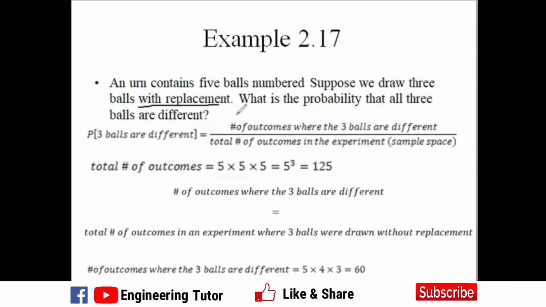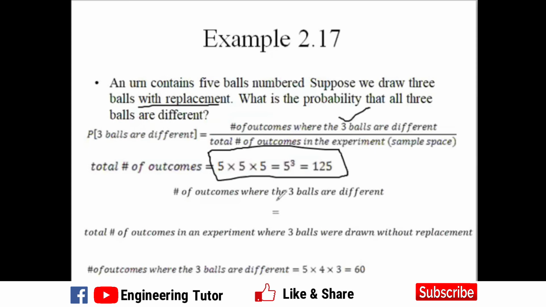Okay, so with replacement, how many items will you have? You will have 125 ordered pairs. This is the same formula which we had earlier. So this is with replacement ordered pairs. But if you are considering the case in which the 3 numbers will be different, how would it be possible?